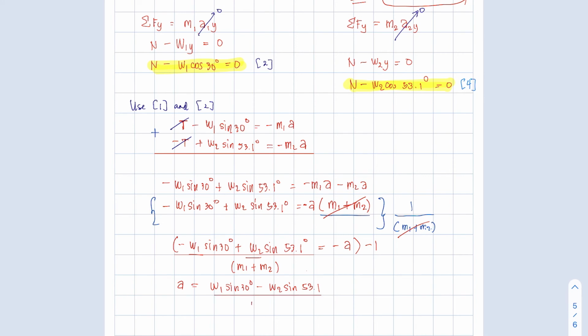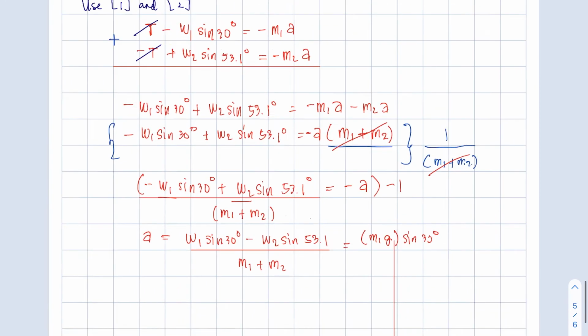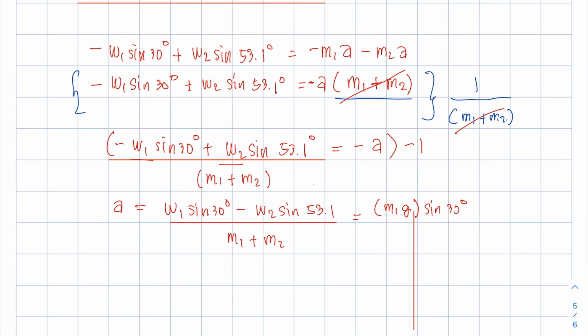So this will be divided by M1 plus M2. So ang mangyayari is basically ganito lang. Yung weight 1 mo, that is M1 times G, tapos the sine of 30 degrees, tapos yun lang. Basically, I'm just expanding yung weights nila. So weight 2 is M2 times G, sine of 53.1 degrees, and that is divided by M1 plus M2. So that will be your A.